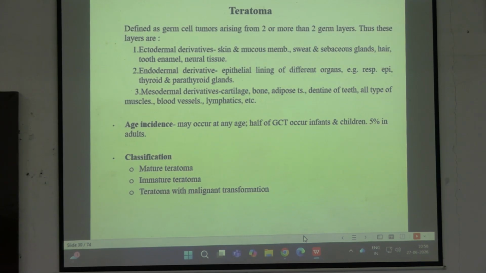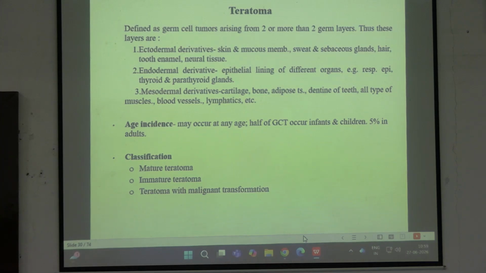Okay, teratoma. Have you guys read teratoma before? You would have read teratoma. It occurs in the ovary also. This is defined as germ cell tumors arising from two or more than two germinal layers. Okay, what are these layers? Ectoderm, endoderm, and mesoderm. So you would have read in embryology what are the derivatives of each layer. Now if there is a tumor that arises from two or more than two of these layers, that becomes your teratoma. Okay, this can occur at any age.